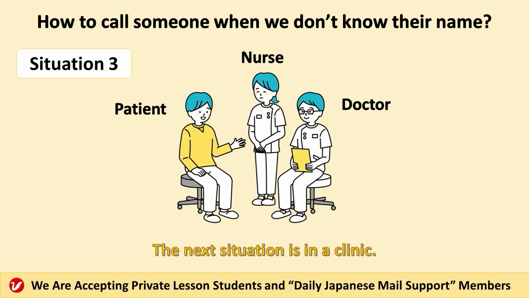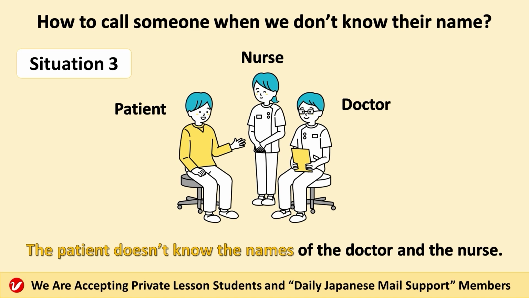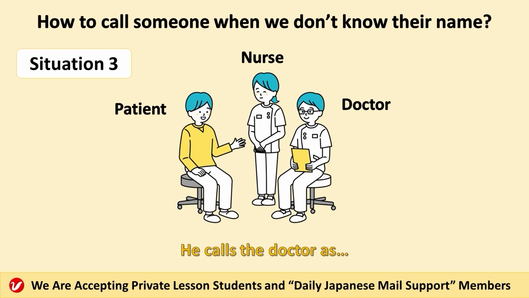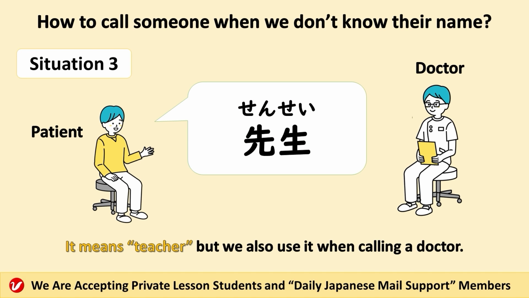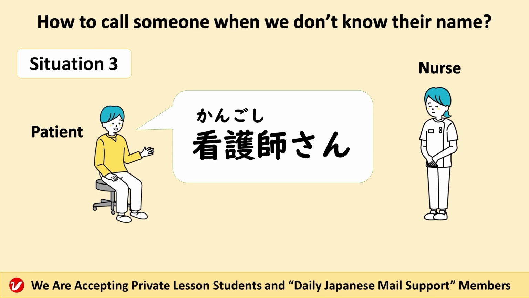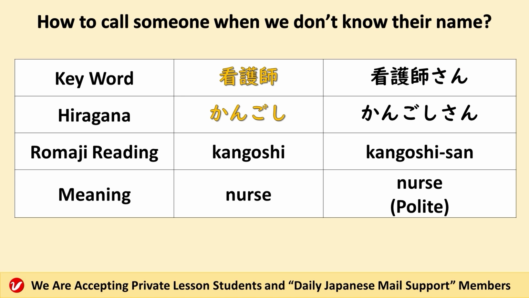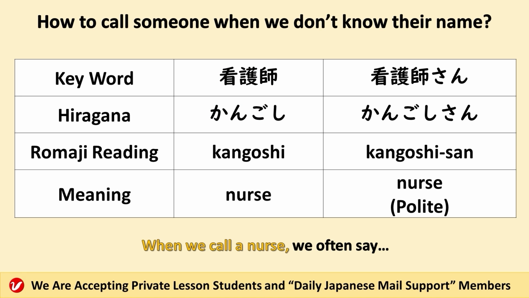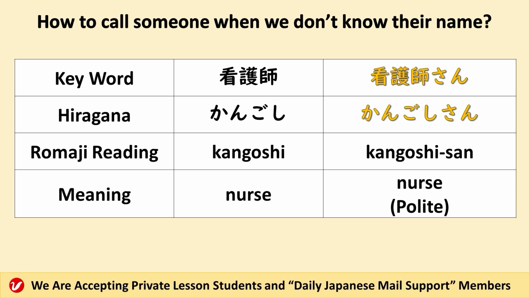Situation 3. The next situation is in a clinic. The patient doesn't know the names of the doctor and the nurse. He calls the doctor as 先生. It means teacher, but we also use it when calling a doctor. He calls the nurse as 看護師さん. 看護師 means nurse. When we call a nurse, we often say 看護師さん. This is the polite form.